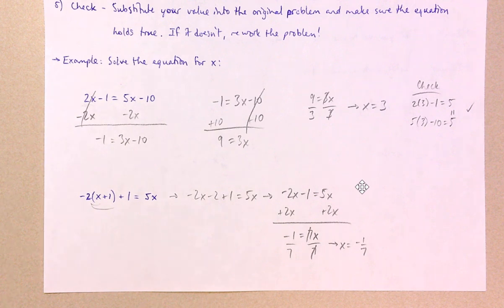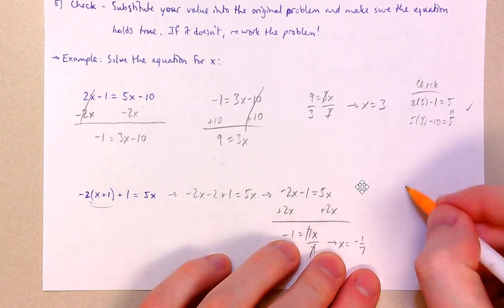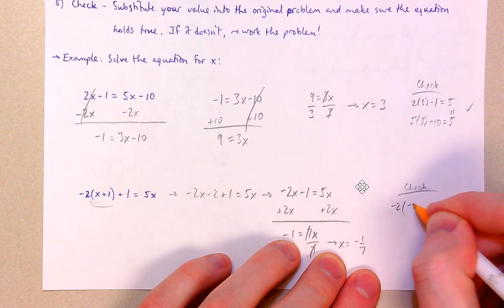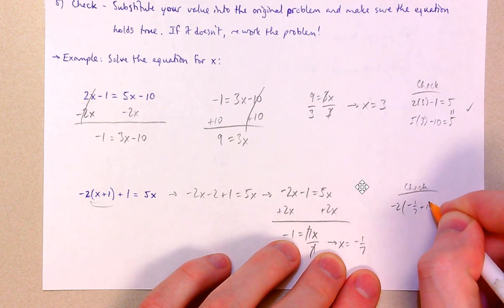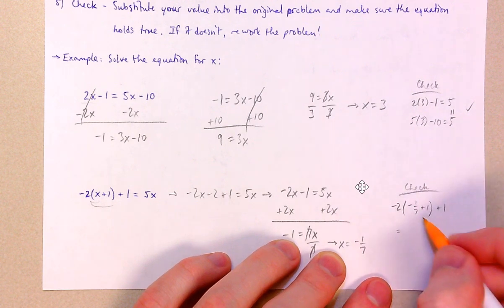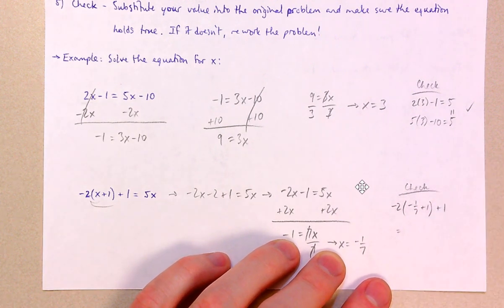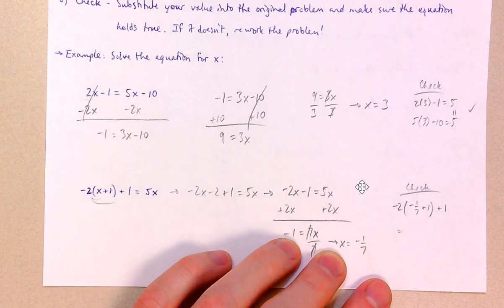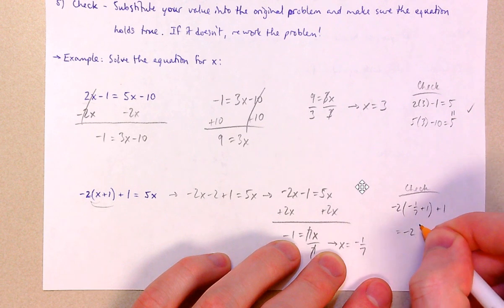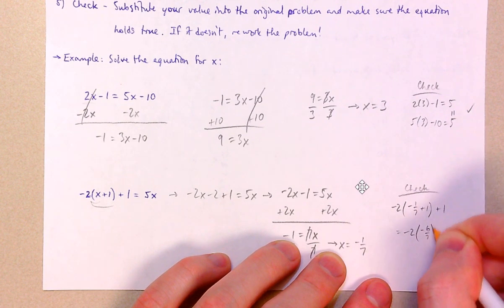Now, checking our answer. -2 times -1 over 7 plus 1, and then plus 1. Well, 1 in terms of sevenths is equal to 7 over 7. And then if you add a -1/7 onto that, and you can check this by plugging it into your calculator as well, it is going to give us -6 over 7.